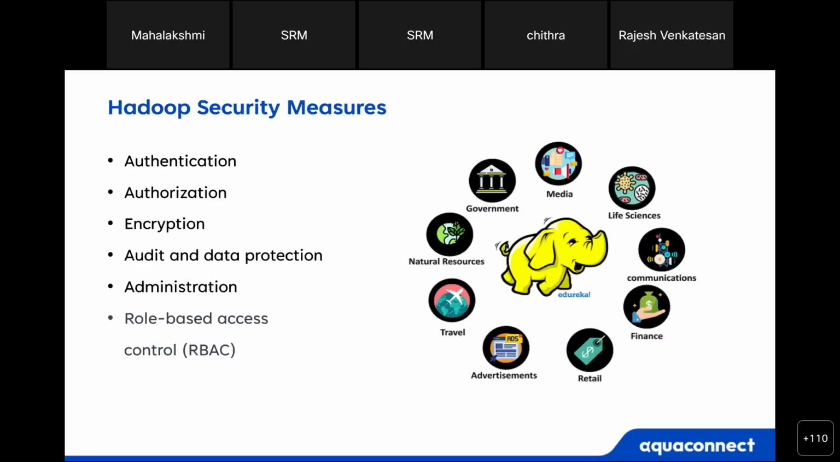As for Hadoop security measures, Hadoop also has authentication, authorization, encryption, audit and data protection, administration, and role-based access. These are all the industries that highly require security measures: media, life science, communications, finance, retail, advertisements, travel, natural resources, and government.